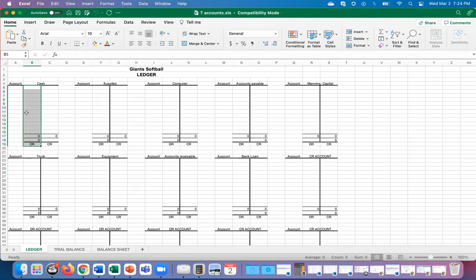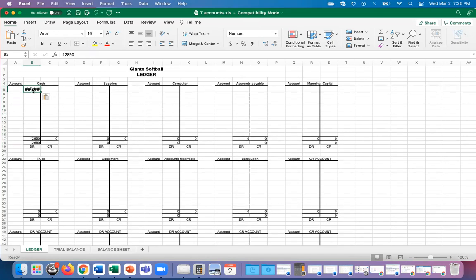So anyway, this is a debit account. And so in order to add our $12,850 to it, we're going to put it on the debit side of the ledger. So I'm going to copy and paste that in. Okay, so it's good that it did that.